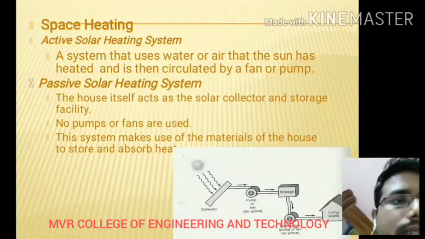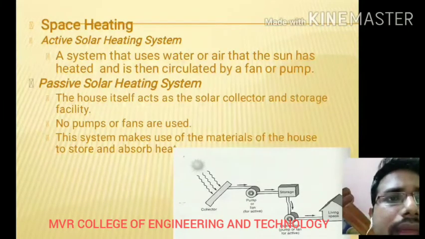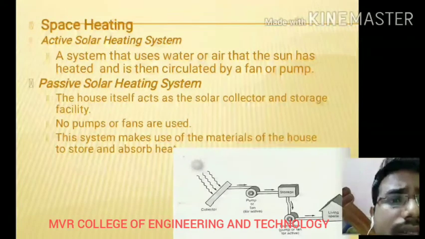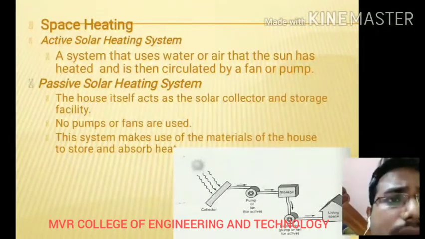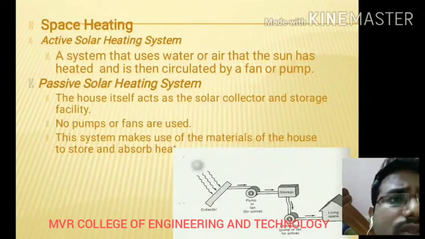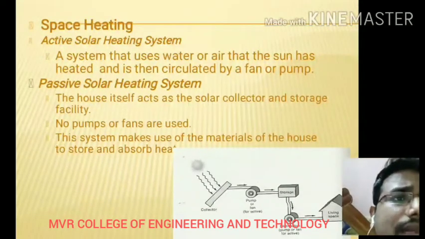And what is space heating here? In space heating again you have an active solar heating system and a passive solar system. Active solar heating system: a system that uses water or air that the sun has heated, and this is then circulated by a fan or pump. The water will be circulated through the pump in order to heat your space.